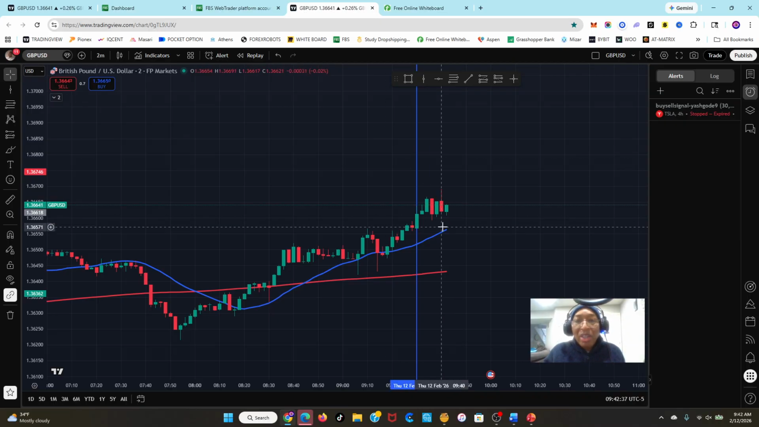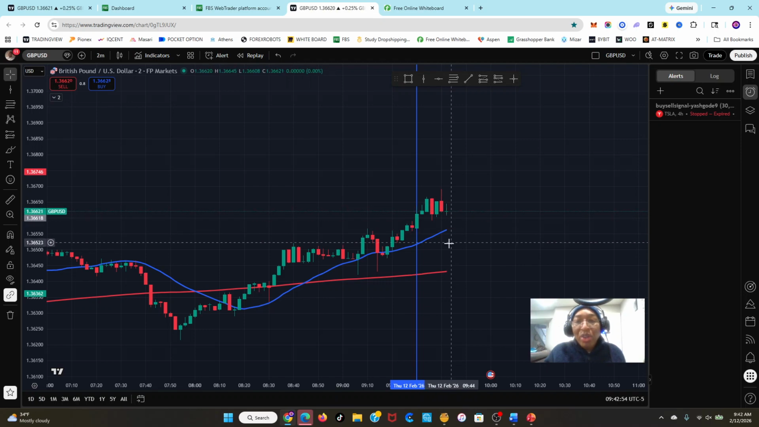Because like now, guys, you just saw what happened, right? We entered here, but we are still in profit because our stop loss was below here. And you can see this is pushing down now. So hopefully it's going to keep going.